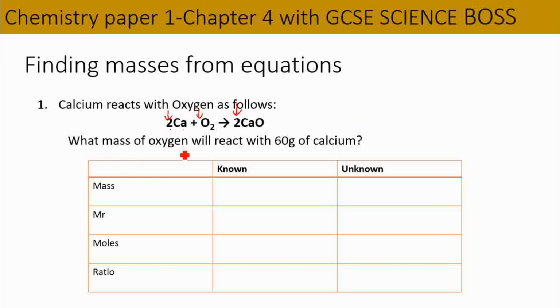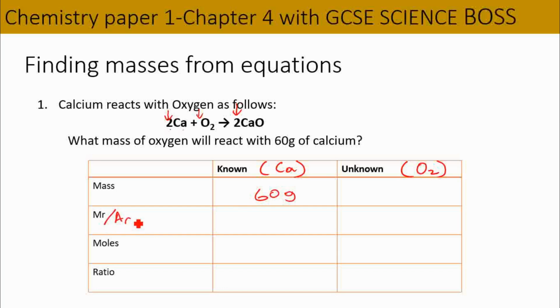So the question says, what mass of oxygen will react with 60 grams of calcium? So what do we know in this question? The known is we have 60 grams of calcium, so I'm going to label my card that I know my calcium. Good. And then what's my unknown? What mass of oxygen, which is what I'm trying to find, so my unknown is oxygen. So what's the mass? I have that 60 grams.